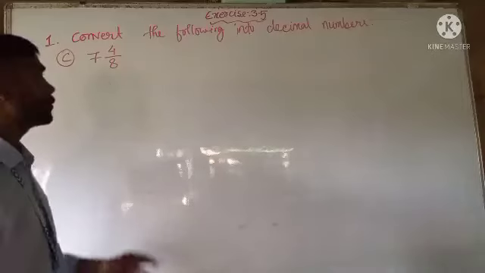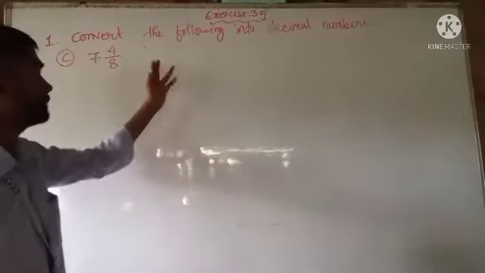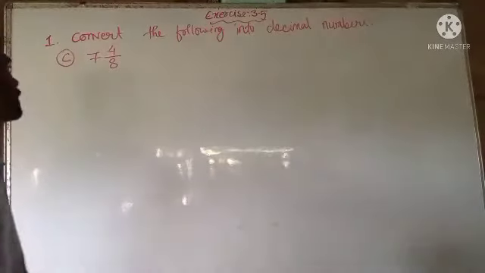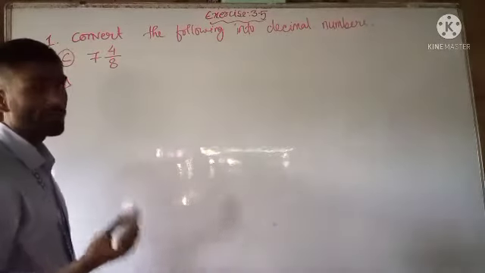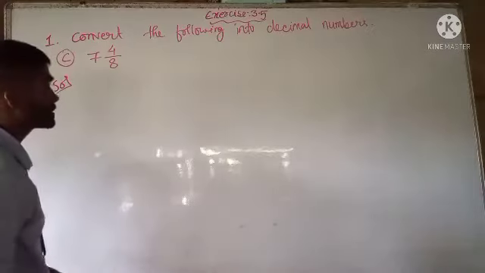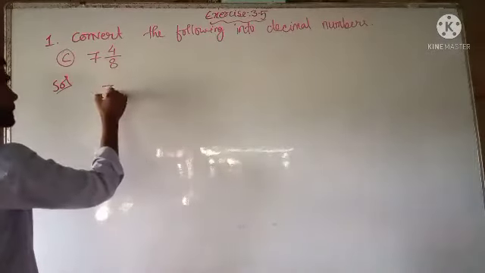So question number 1 here: convert the following into decimal numbers. We will convert them into decimals. Now, option number C I have taken here. All are the same. You will have to divide and find the decimal expansion of it. Now here, 7 4 by 8.